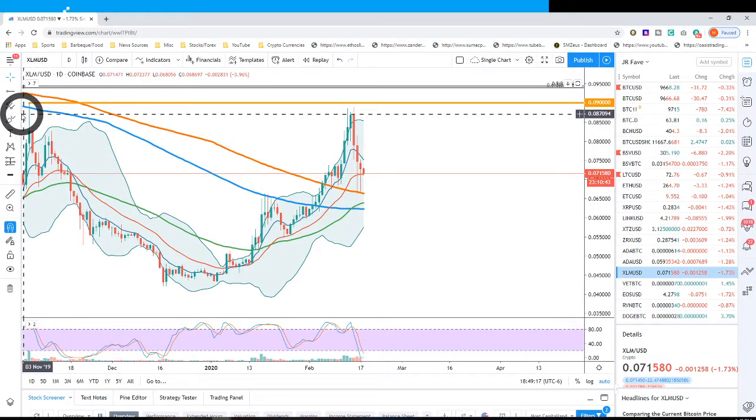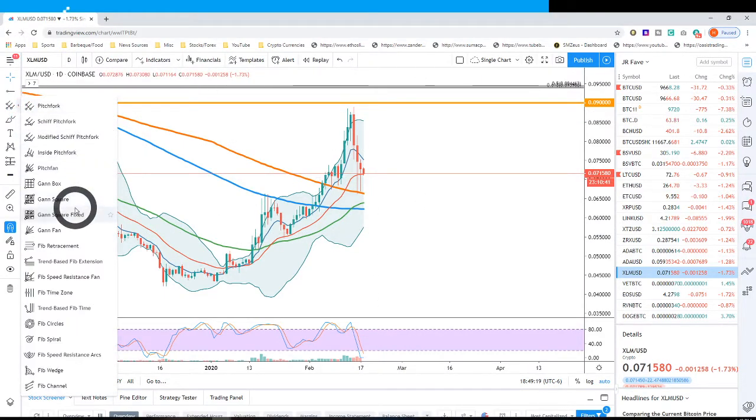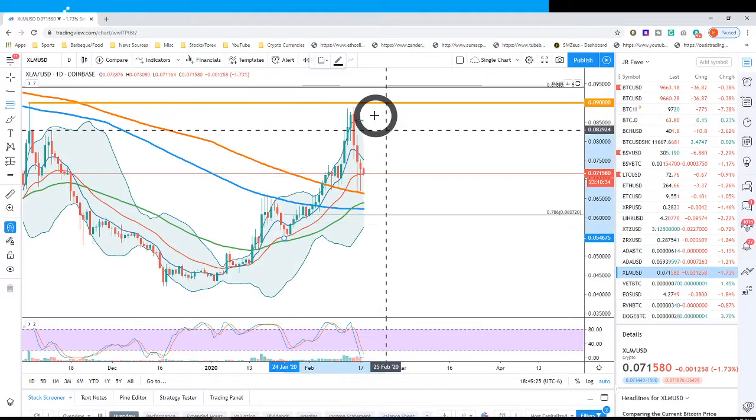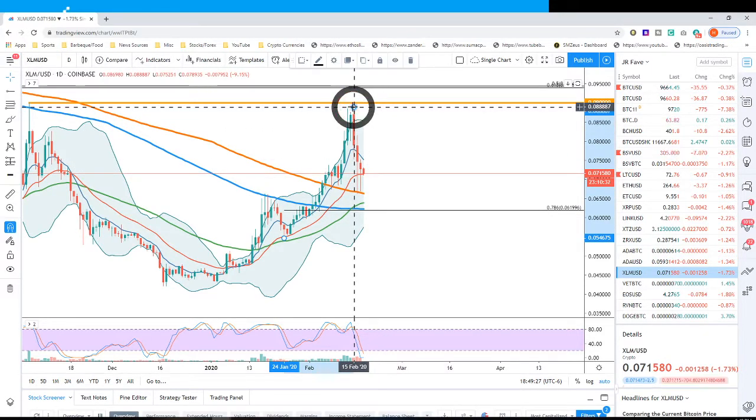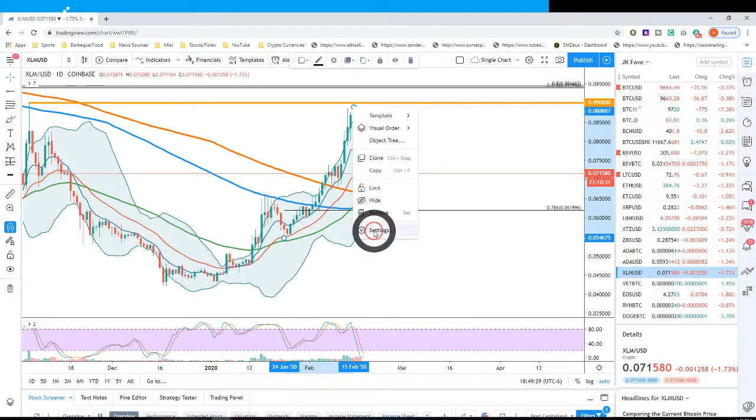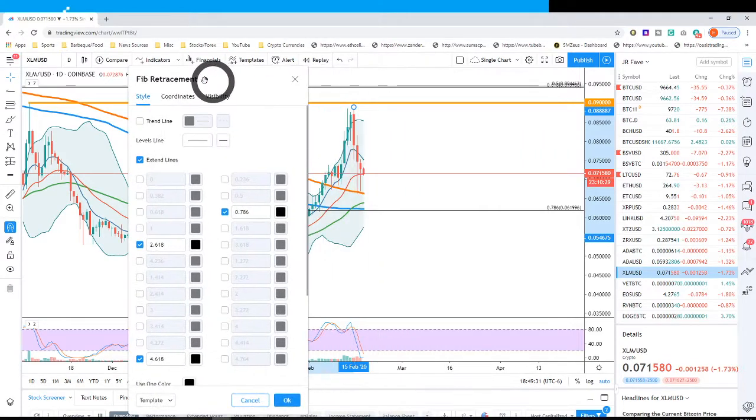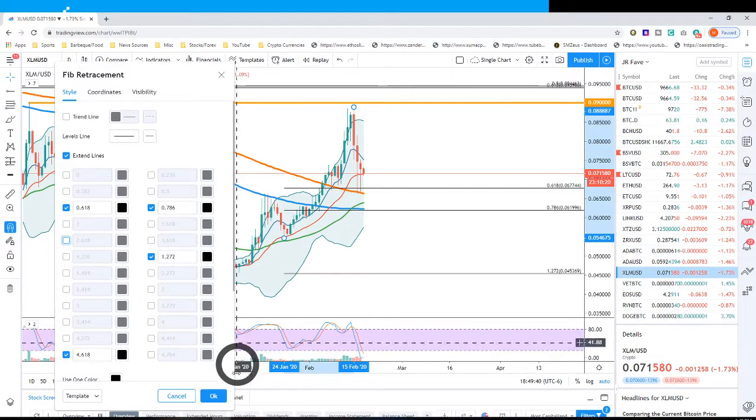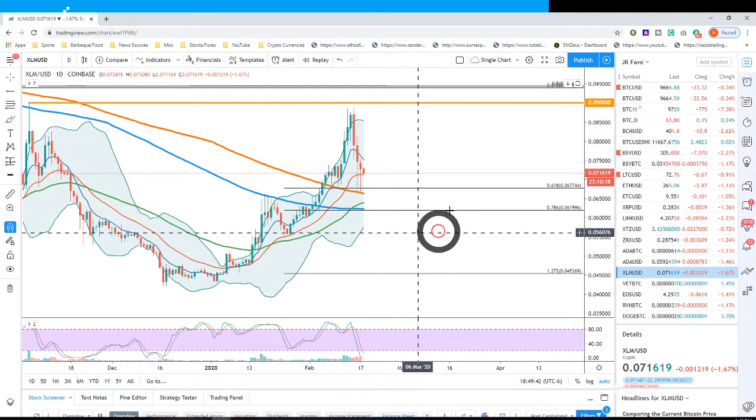So let's go over and take a look at some Fibonacci retracements and just see if there's anything going on in this area. Let's go from this low up to this high, and then let's just go ahead and throw our numbers in there. And probably a 618. There we go. And then let's take that out. There we go. All right.